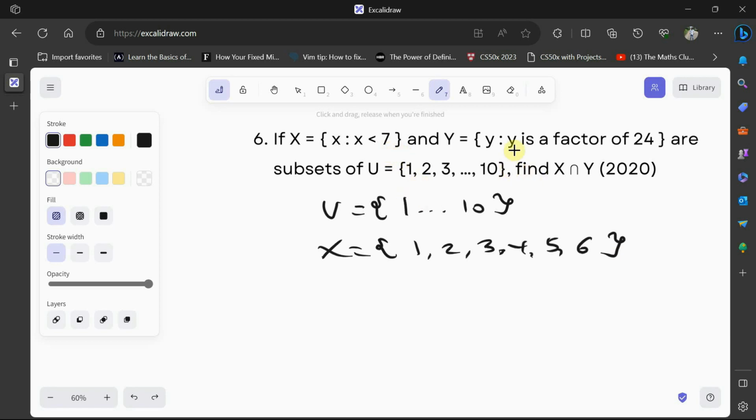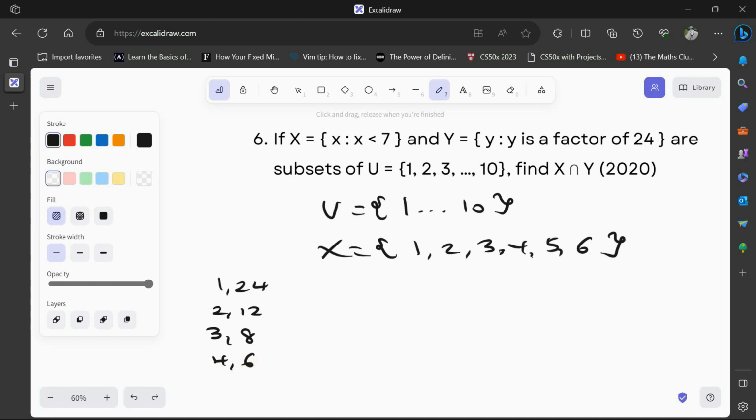And then we're told that Y is a factor of 24. So remember the way we found factors of 24 when we were treating LCM. For 24 we'll just do maybe 1 comma 24, because 1 times 24 will give us 24. 2 comma 12, because 2 times 12 will give us 24. 3 comma 8, because 3 times 8 gives us 24. 4 comma 6, because 4 times 6 gives us 24. Then the next value is going to be 6 comma 4.